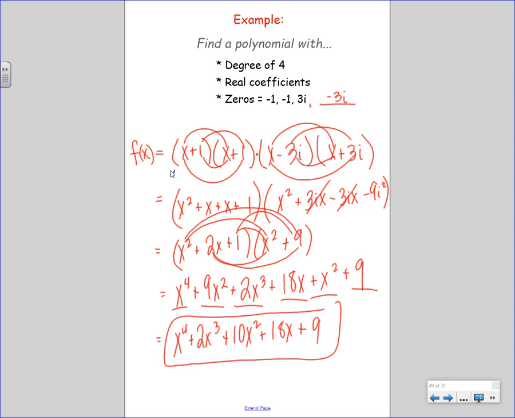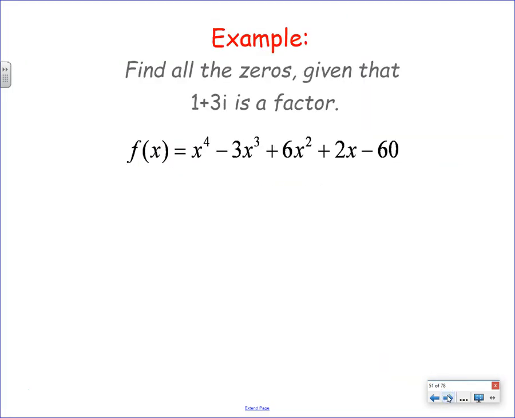It's not going to happen very often, but they could give you clues and make you build your own polynomial as opposed to taking the polynomial and solving it this direction. They made you go backwards. Does that kind of make sense? Okay. Now this could get a little bit harder. I'll come back to that in a second. This one gives us a clue, but it's not just a positive 3i, it's a 1 plus.